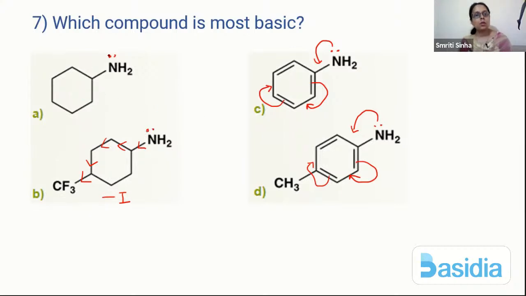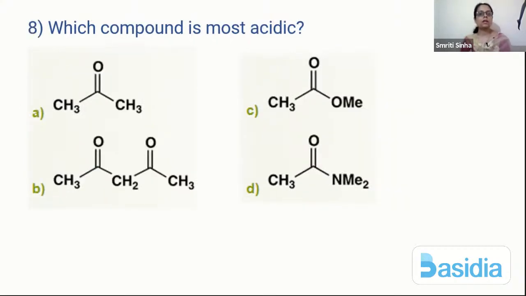But in A, the lone pair of electrons is not busy anywhere and it can be easily donated, and therefore it is most basic in nature. Next, which compound is most acidic? So out of these, which one is most acidic?